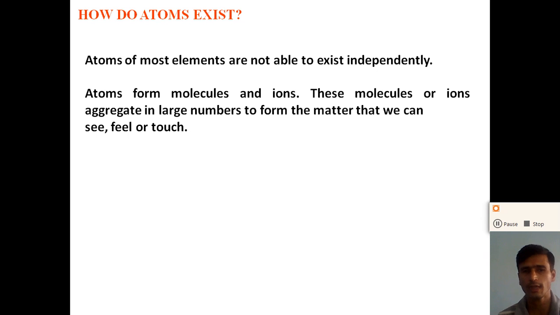How the atoms of the same element or of different elements form molecules and ions, we will see in the next video. What are molecules, how do molecules form from different atoms, how do atoms of the same element form matter, and what are the chemical properties of the elements, all these things we will discuss in the next video.